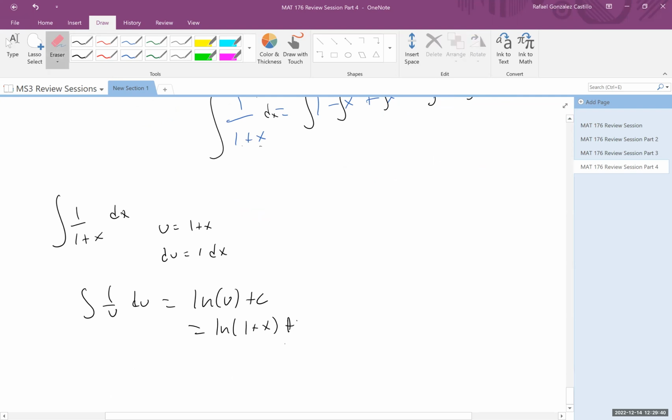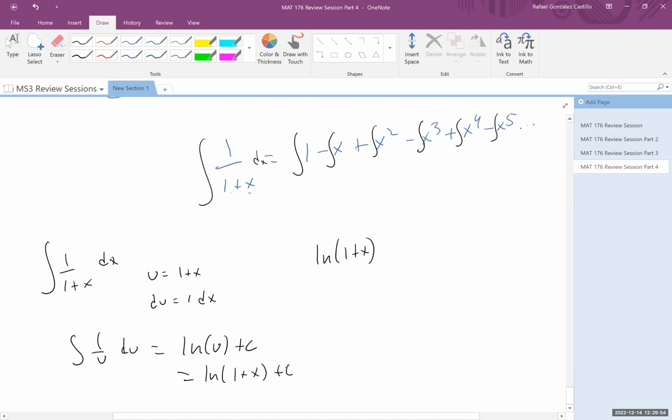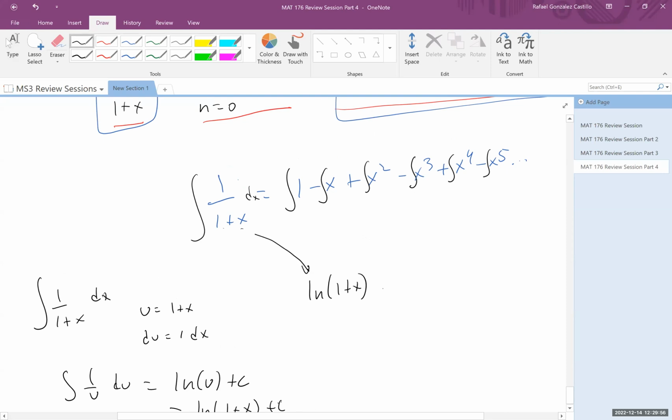So that's the integral on the left side. I'm going to forego writing the plus c on this part, because the plus c is going to cancel out with the plus c on the other side. So there's going to be ln of 1 plus x on the left side, right? That's this piece. This is equal to the antiderivative of each of these independently. So the antiderivative of 1 dx is just x by the reverse power rule.